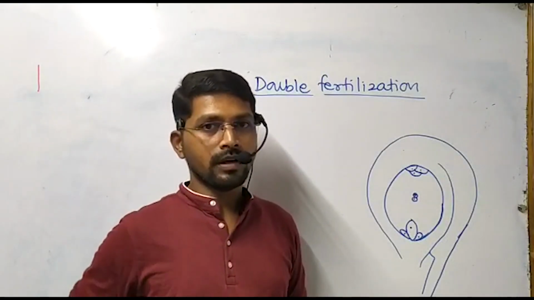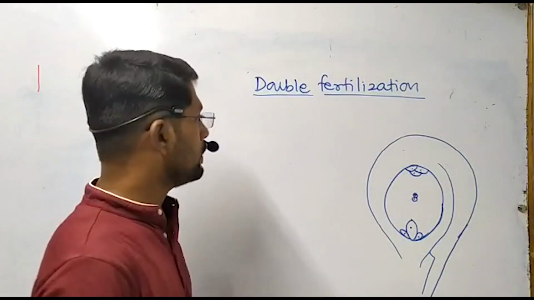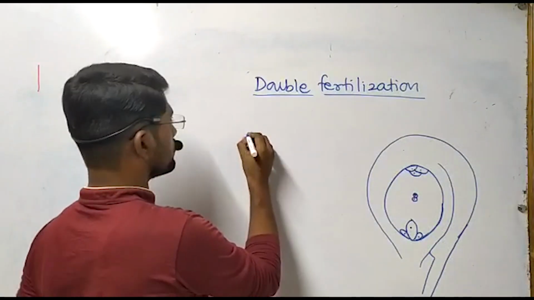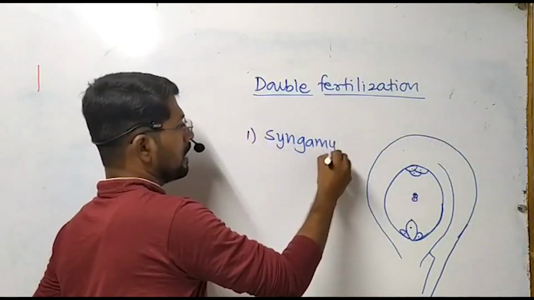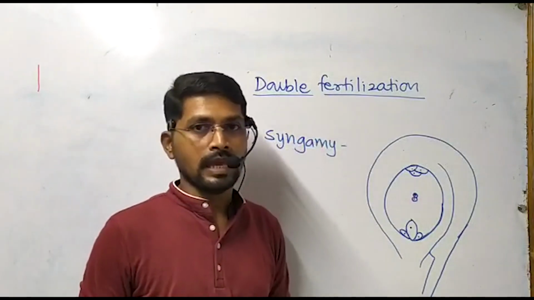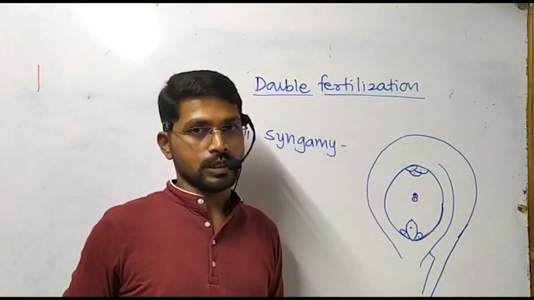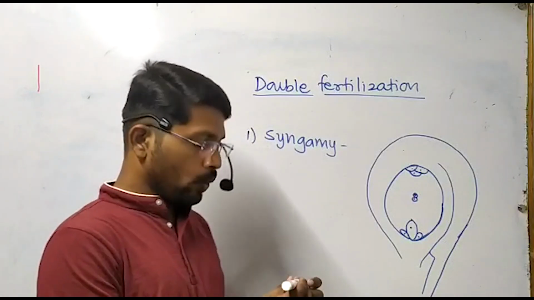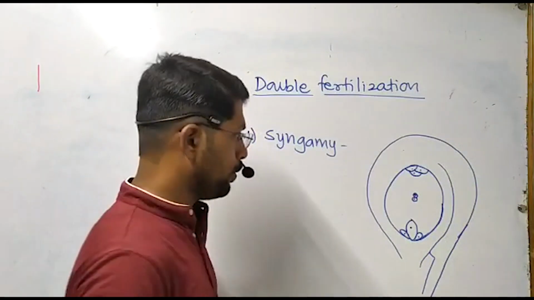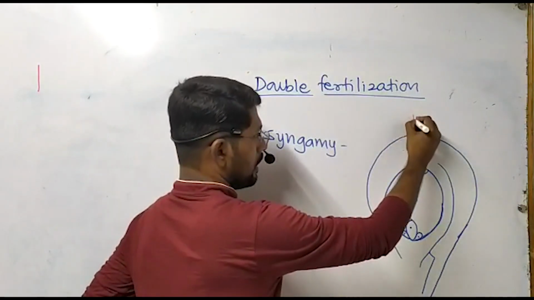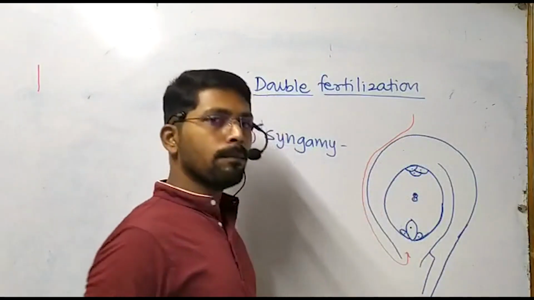The process of double fertilization in angiosperms is studied in two different steps, two different mechanisms. The first mechanism is syngamy. Here the term syn means fusion, and gamy is related with gametes. So it is very clear that when the pollen tube enters into the ovule, as we have discussed, the more common path of the pollen tube is entering into the ovule most commonly through the micropyle.